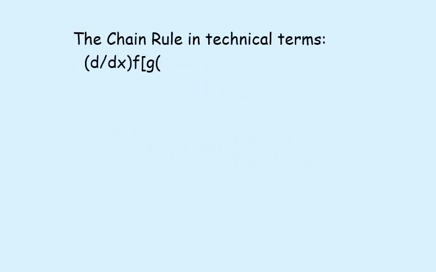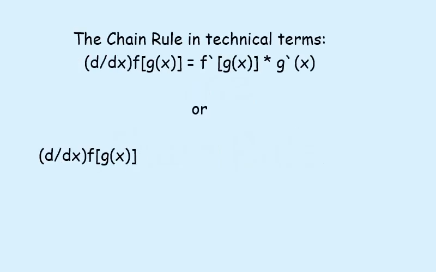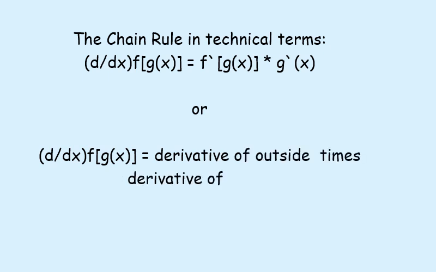Okay, the chain rule, as far as technical terms, says that d/dx of f of g of x, so this is a composite function like we did last year in pre-cal, is going to be equal to the derivative of f of g of x times the derivative of g of x. Now you can also translate this in different terms. You have to take the derivative of the outside and then multiply it times the derivative of the inside. I know that doesn't make much sense right now, but hopefully after the examples you'll be able to tell what I mean.